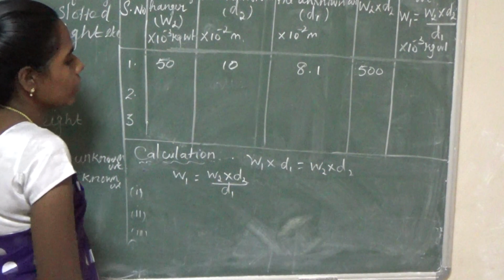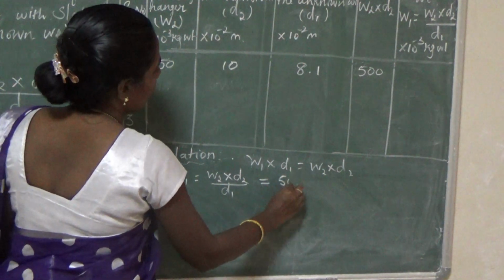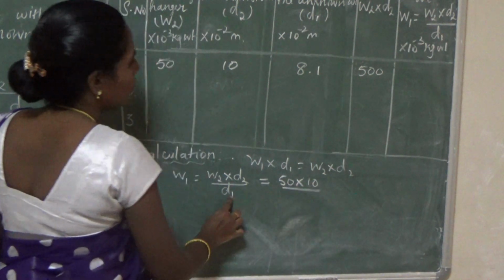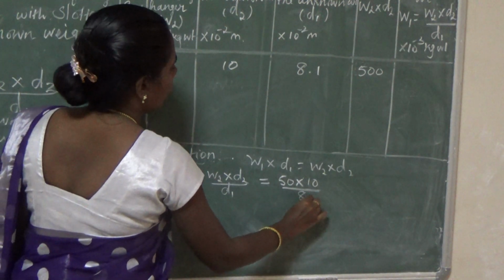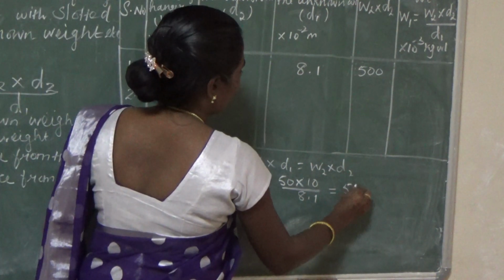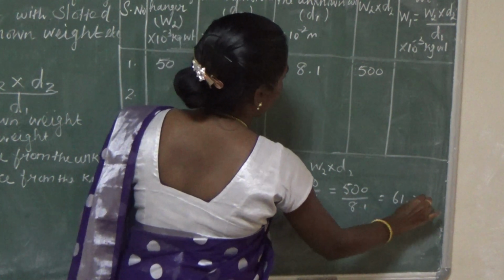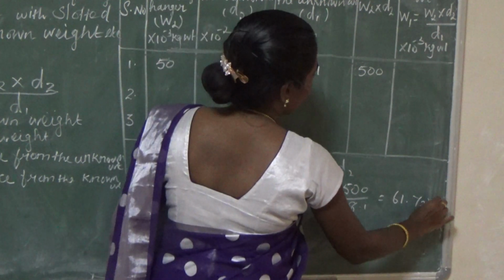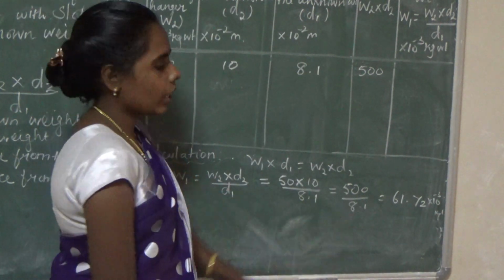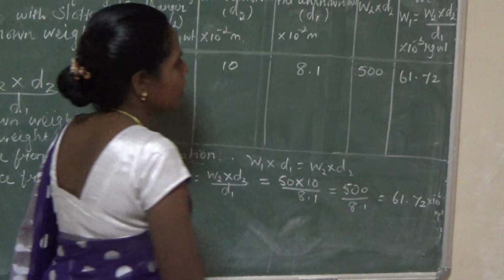Now we substitute the first reading here. What is the value of W2? 50. 50 into, what is the value of D2? 10. Divided by what value we found? 8.1. Multiplying and dividing, we get 61.72 into 10 to the power minus 3 kilogram weight. Do this calculation and check the answer. That is the first reading we got, 61.72.